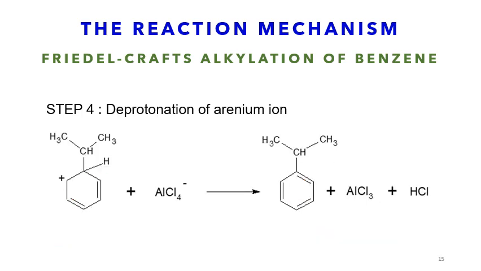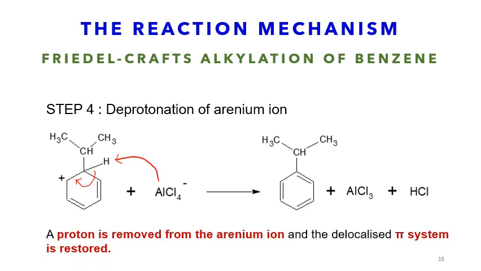The final step is to show the deprotonation of arenium ion. In this step, the nucleophile AlCl4 that was produced from the first step will remove the proton in the arenium ion and restore the pi system in the benzene ring. This reaction will form a stable alkyl benzene as well as the Lewis acid catalyst AlCl3 and the HCl.